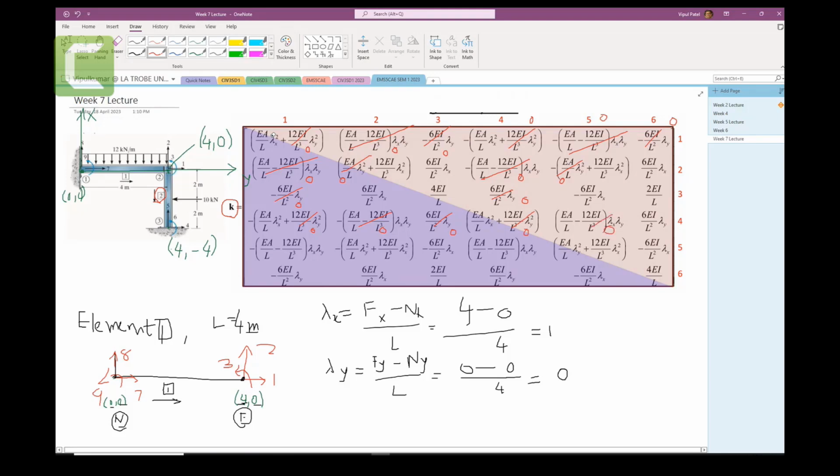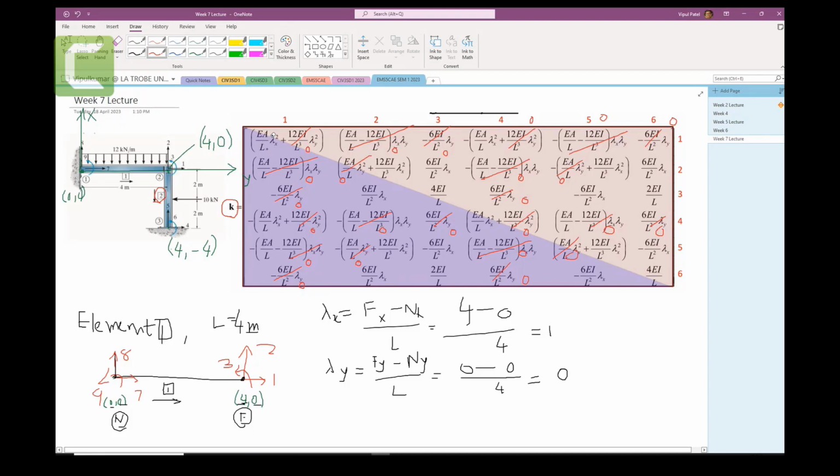This whole thing is 0, and the rest of these terms are 0 as well. OK, so that's pretty much 50% of the job done.